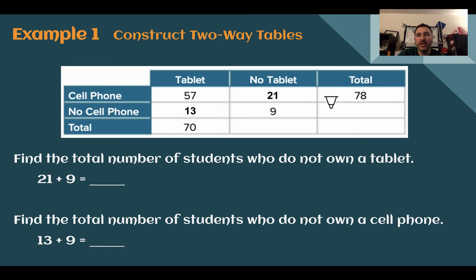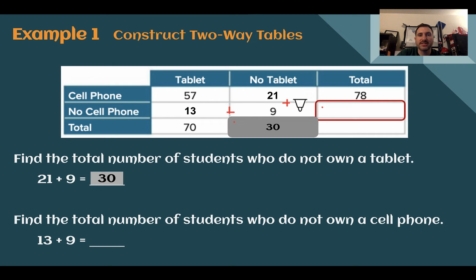Next, we can find our total. So we can do either this one here or this one here. Let's do going down first. So add those two together. 21 plus 9 is 30. So that box must be 30. Now let's add across to find that one. So 13 plus 9 is 22. So that box must be 22.